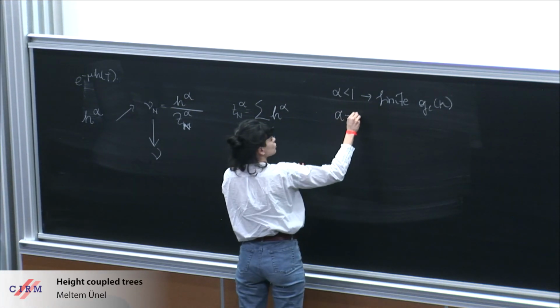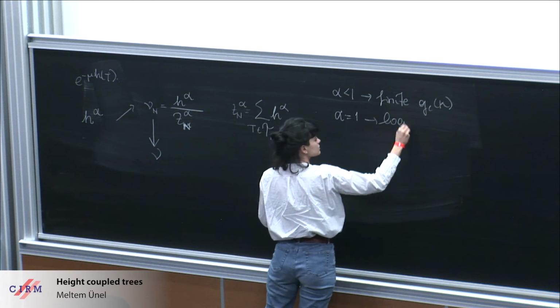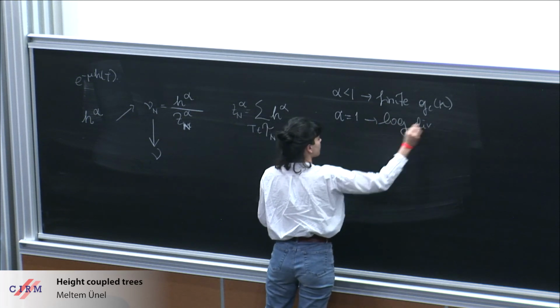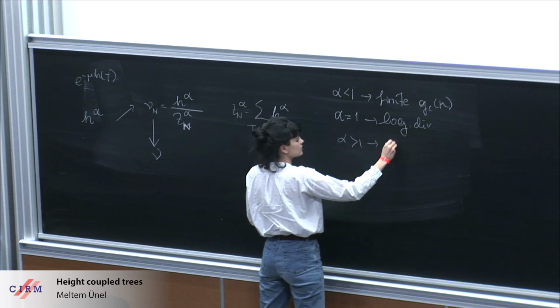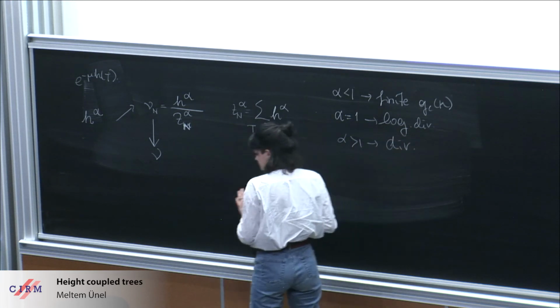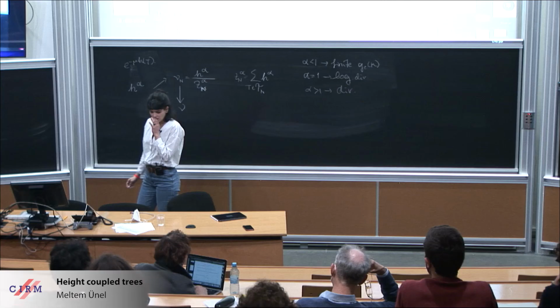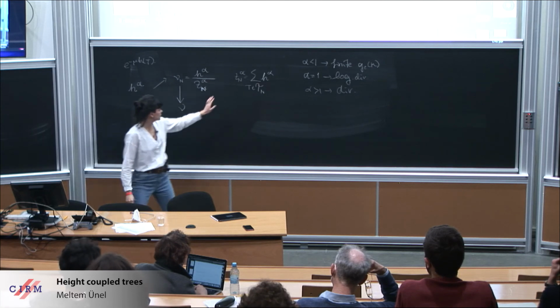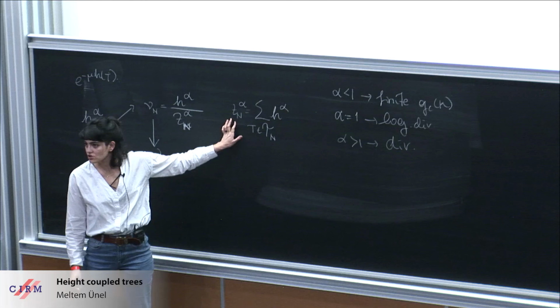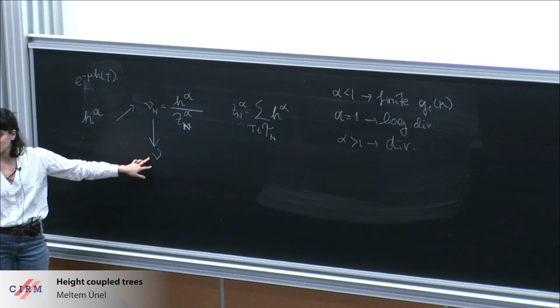At alpha equal to 1, it has a logarithmic divergence. And for alpha greater than 1, it has a power-like divergence. And also the asymptotic behavior of these coefficients changes. They are not as in the case of the uniform infinite planar tree, but the local limit doesn't change.